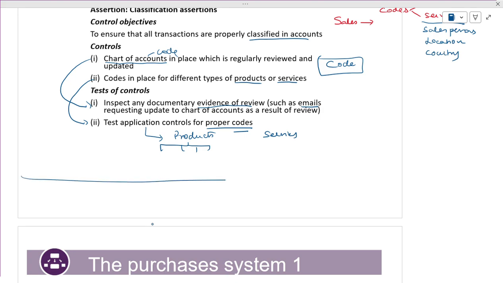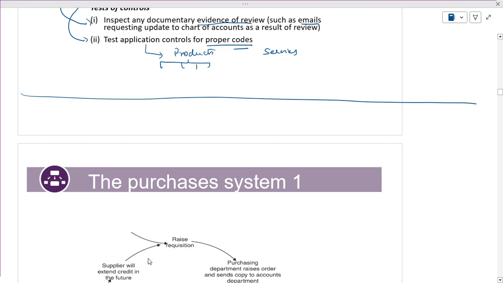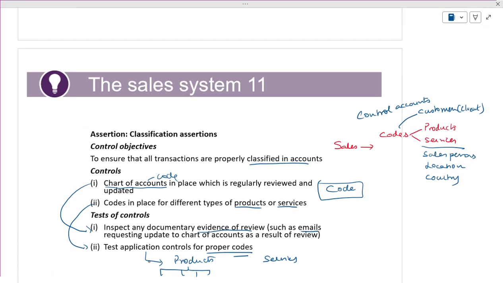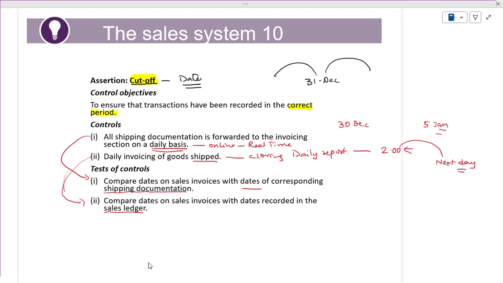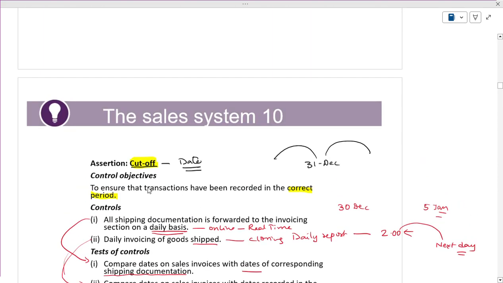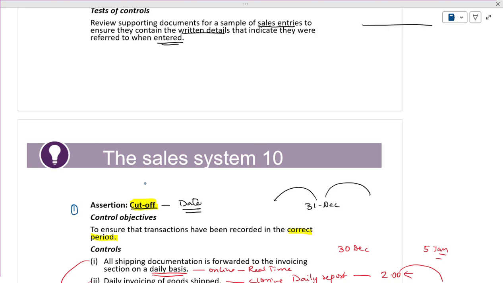This is related to sales. Again, I am saying assertions with respect to the classification of assertions. Here the date is 1. Okay, now I will stop here.